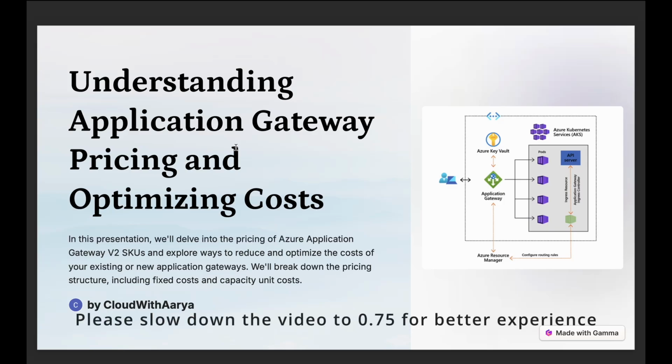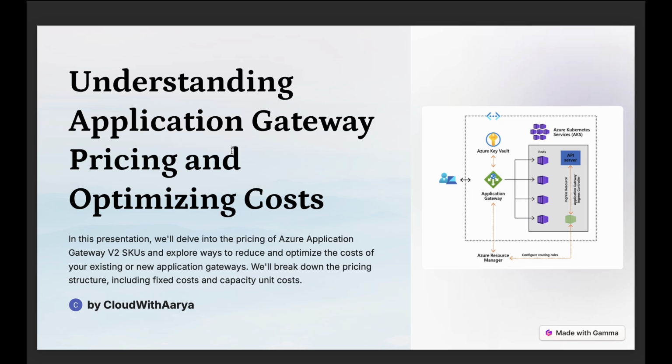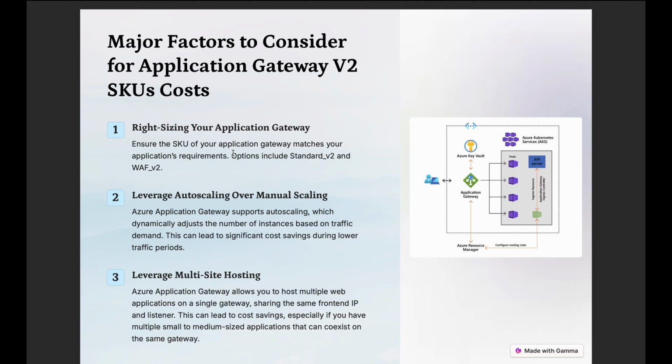Hi everyone, in this video we are going to understand pricing of Application Gateway V2 SKUs and measures we can take to reduce and optimize the cost of existing or while you create a new application gateway. While creating, there are major factors we need to keep in mind for V2 SKU cost and optimizing. We'll break down the pricing structure, which includes fixed cost and capacity unit cost.